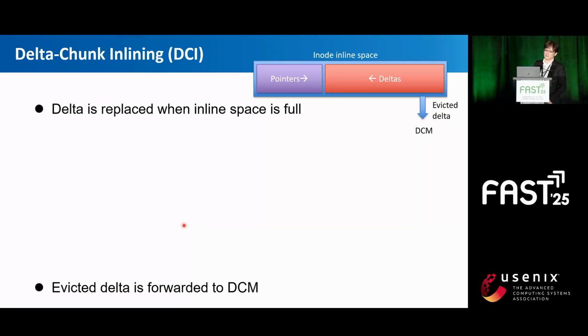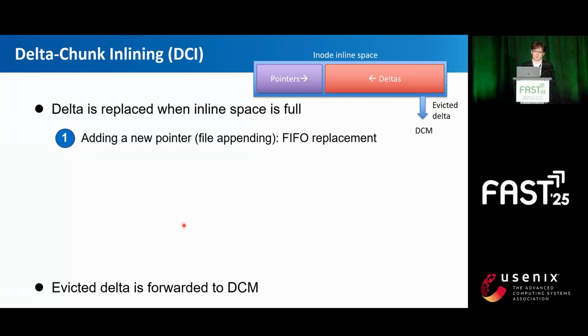As I mentioned earlier, the size of the inline area is still limited. So how about when the inline area overflows? Basically, we will do delta replacement here. There are several cases to consider. The first is if the file is growing, then that means we add a new pointer here. But if the inline area becomes full, we replace existing deltas here in a first in, first out manner.